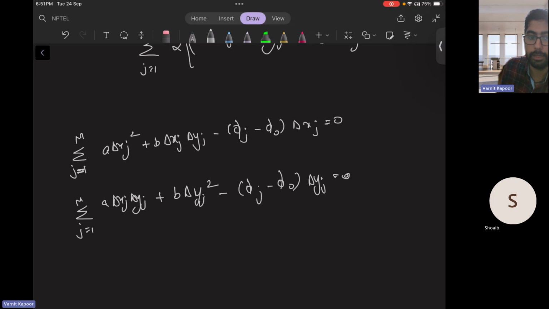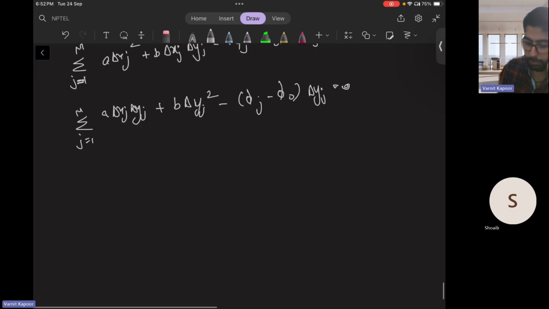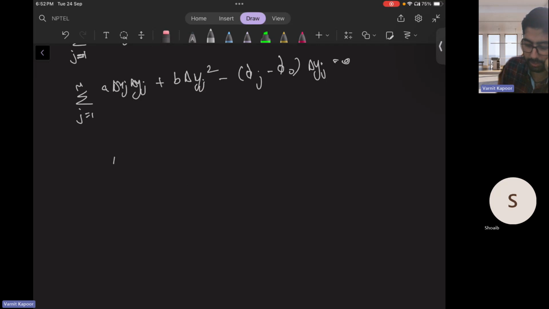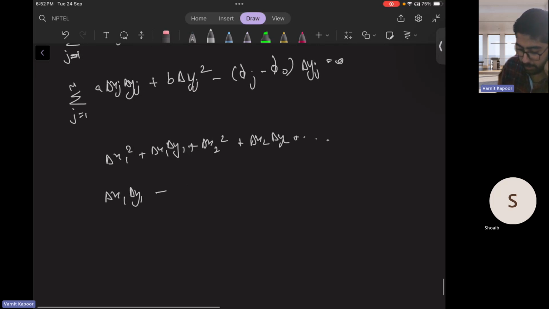So what we have here is that we have made two equations, these two equations. We have reduced the problem. We have two unknowns, we have two equations. So this is basically sigma j equal to 1 to m. I can write this in a matrix form as well. So how will you write? Suppose I'm not writing in terms of a and b; I just write directly delta x1 square, delta x1 delta y1, plus delta x2 square, because j is varying from 1 to m, delta x2 square plus delta x2 delta y2, and so on. And then another equation will be delta x1 delta y1 plus delta y1 square plus delta x2 delta y2 plus delta y2 square plus so on.